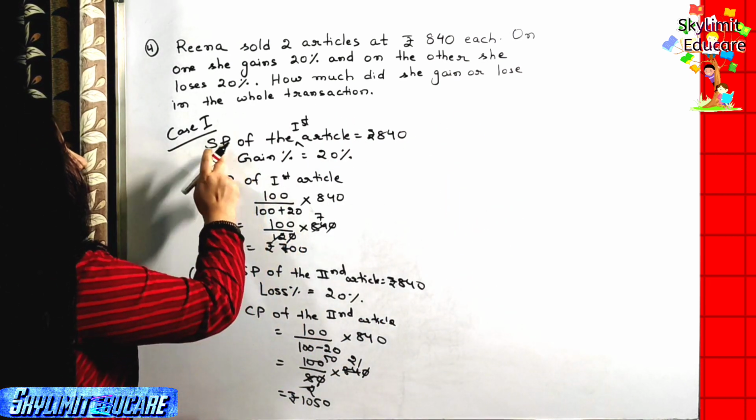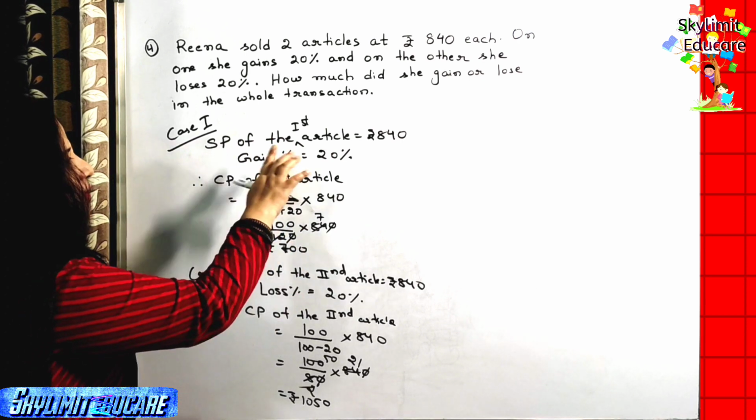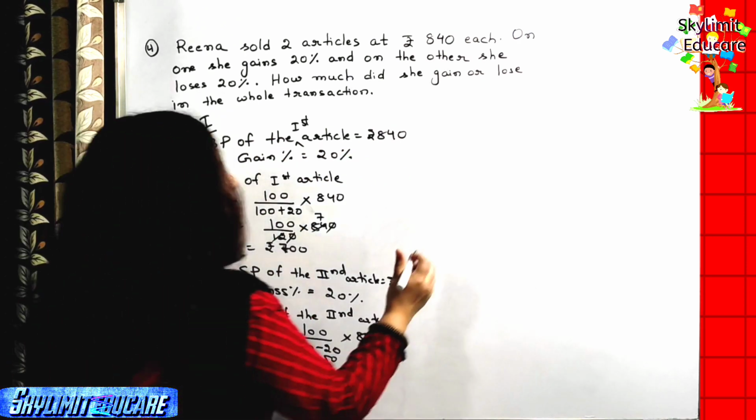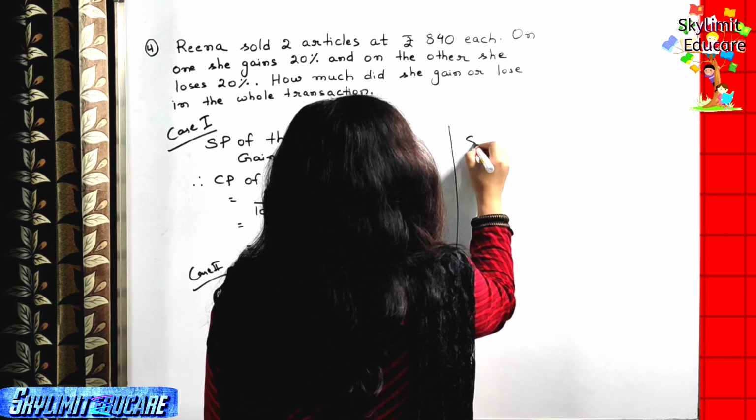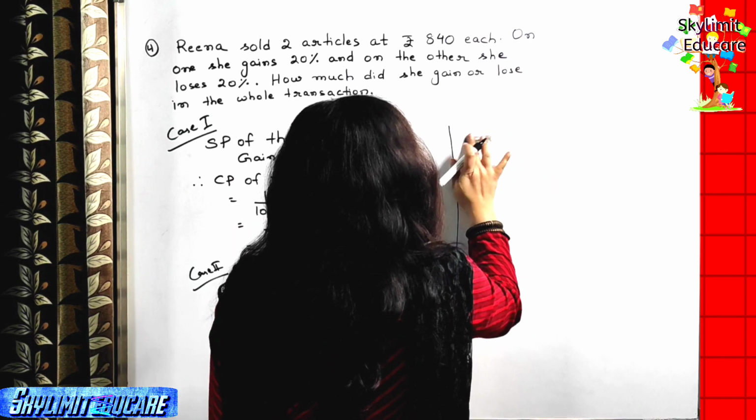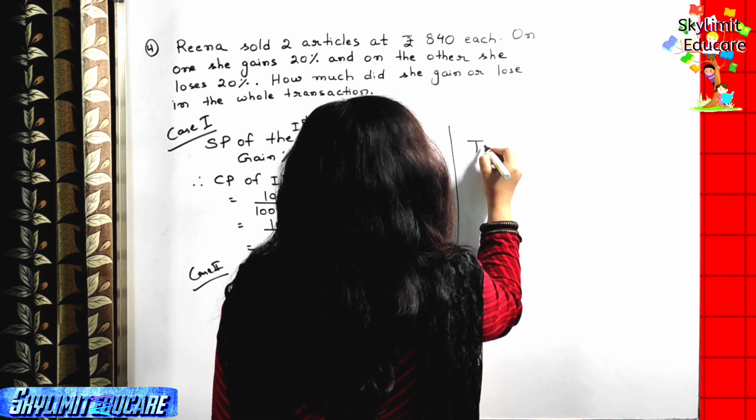So now students, see here there are two articles. So the SP of one article is 840. So let's find out the SP of two articles also, right? So we know the SP of one article, so SP of two articles, or in other words, let me write it as total SP, that will be better.